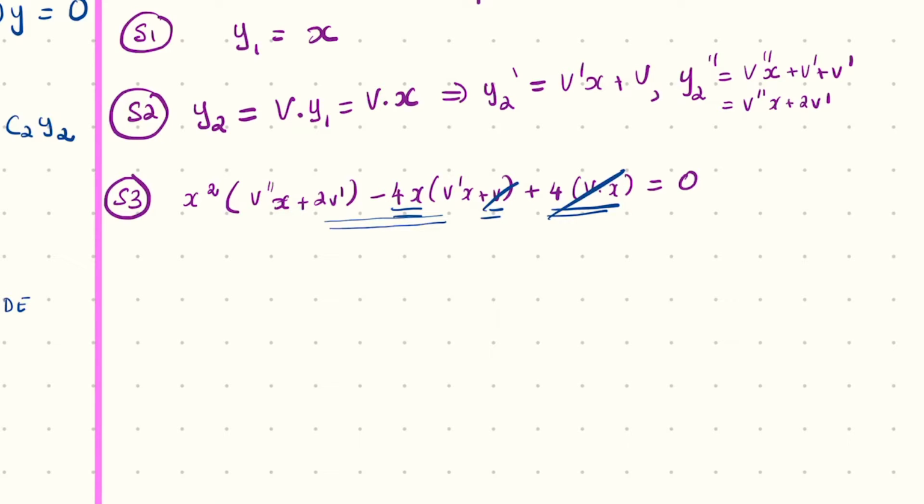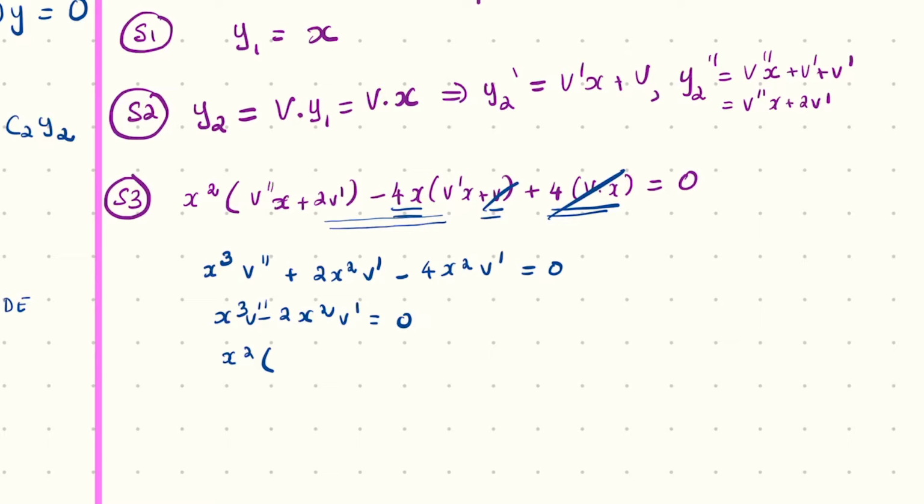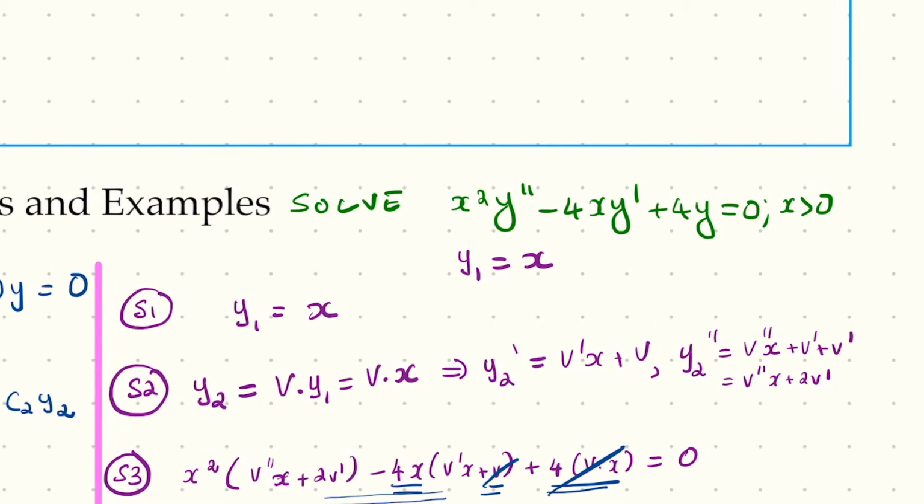If I simplify the v double prime, I am going to have x cubed v double prime plus 2 x squared v prime minus 4 x squared v prime equals 0. That gives me x cubed v double prime minus 2 x squared v prime equals 0. If I pull out the x squared, I am going to have x v double prime minus 2 v prime equals 0. Again, I already assumed that x is positive.